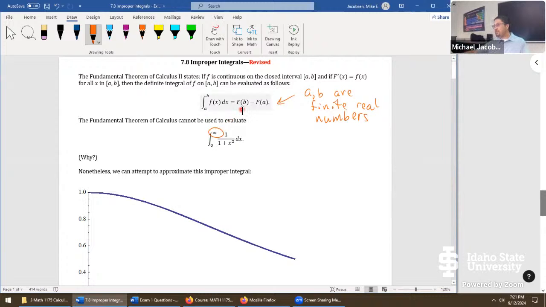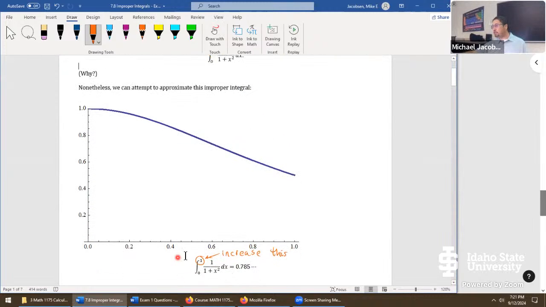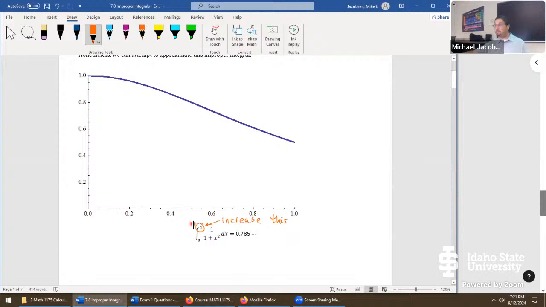So there's nothing to plug in. You can't calculate f of infinity. Infinity is not in the domain of any function whatsoever. The domain is real numbers. But we can approximate by just making the interval of integration bigger and bigger.